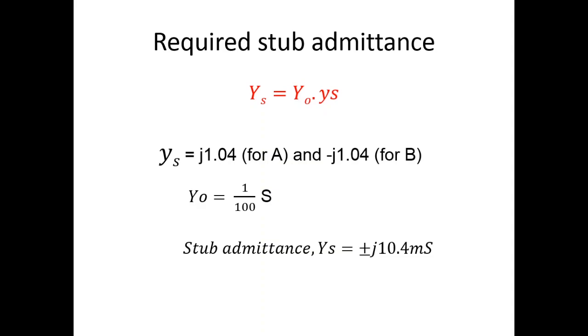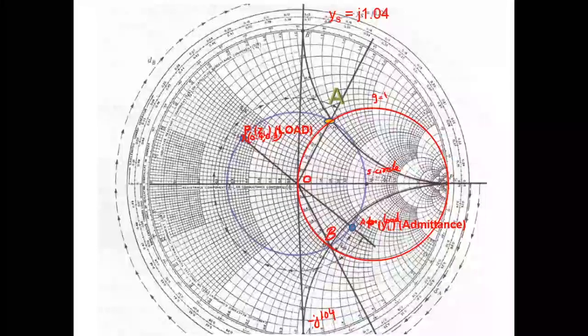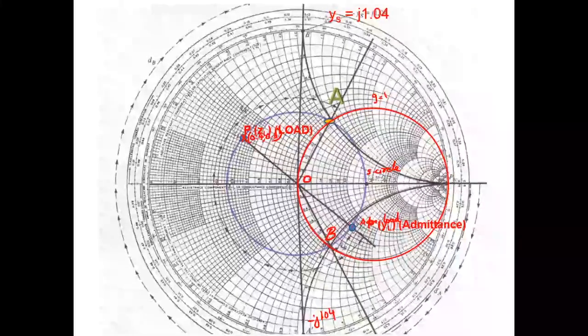Those 2 points are A, and here it is point B. These A and B are the 2 points. You mark it, and this is the corresponding load point. So you have to remember this point. This is the reference point, the admittance of the load.